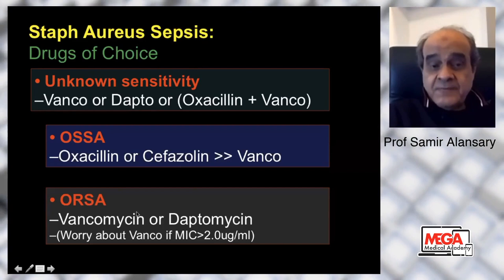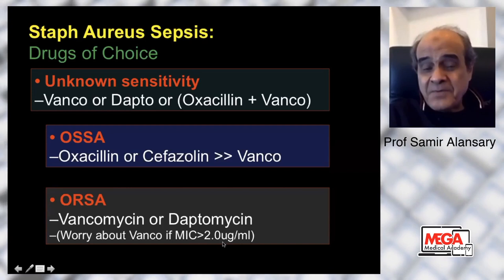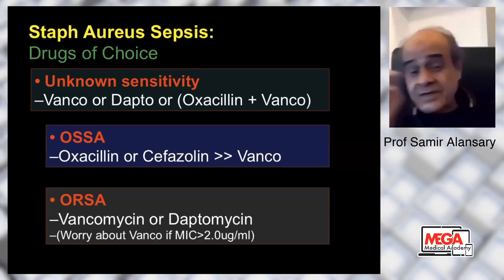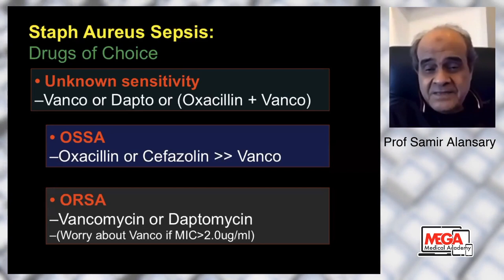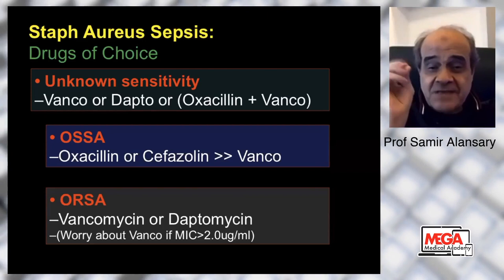Suppose the MIC in your patient becomes greater than 2 microgram per ml, you have a problem now. You have to think of another drug. Don't increase the dose of vancomycin, but think of another drug against the MRSA, because this means the organism, the MRSA, starts to exhibit some resistance to your vancomycin.